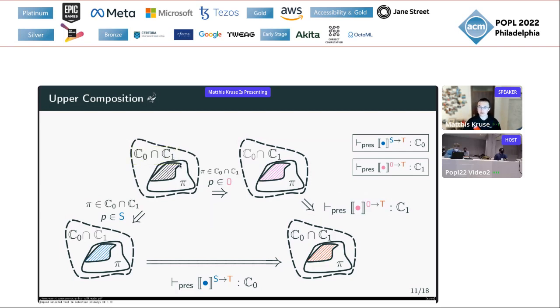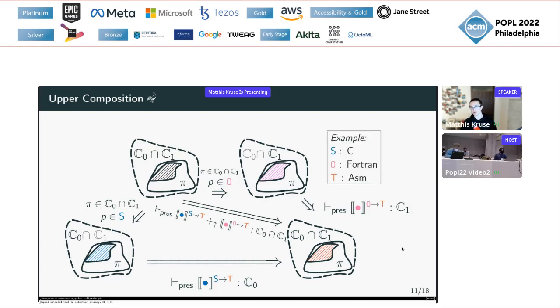C1. Thus, we know that the upper composition of compilers from blue S to red T and pink O to red T is robustly preserving the intersection of classes C0 and C1, since we can simply take the lower or the upper path in this diagram in a similar manner as with the sequential composition lemma. Now, to emphasize another practical example of this composition that is not just OCaml plus OCaml bytecode, take C and Fortran. The GNU compiler collection happily accepts both and compiles them to assembly.